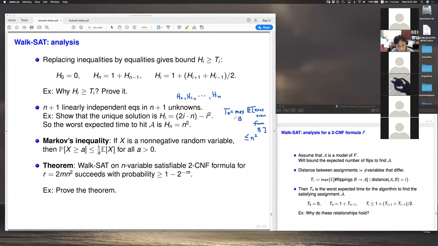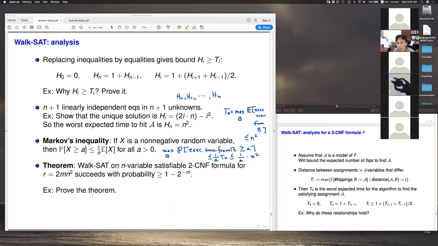So using this fact and the Markov inequality, their combination tells us the following. If we compute the probability that the execution time from B is greater than or equal to A, and we take the maximum over B, that maximum probability is going to be bounded by 1 over A times T of n, which is 1 over A times n squared. So that's what we have here. And then using this Markov inequality, try to prove this theorem.